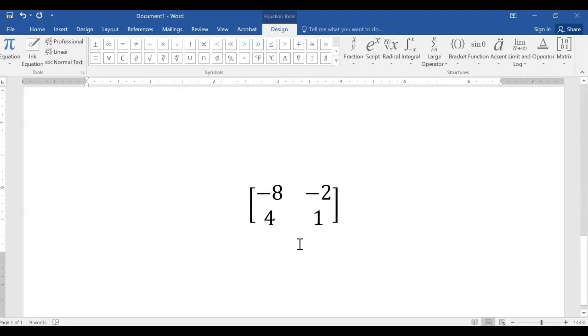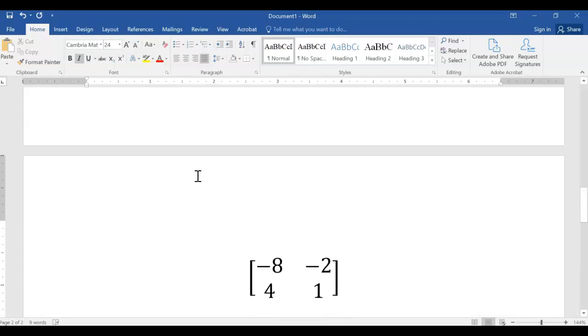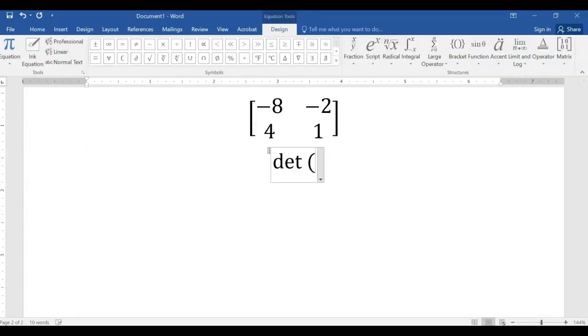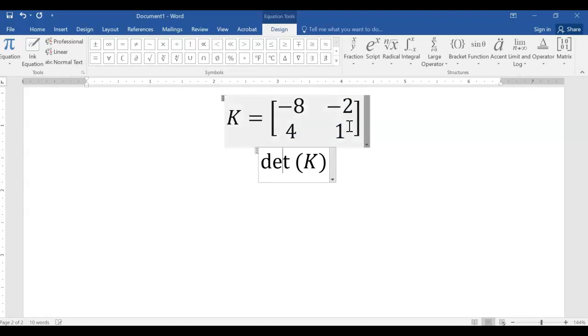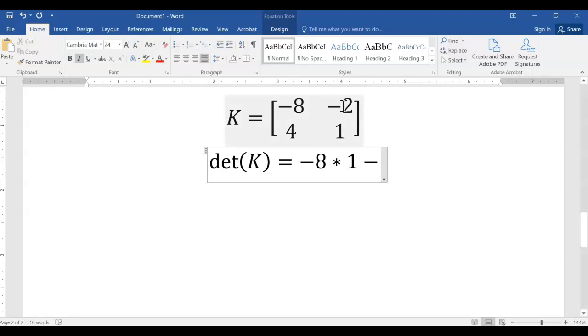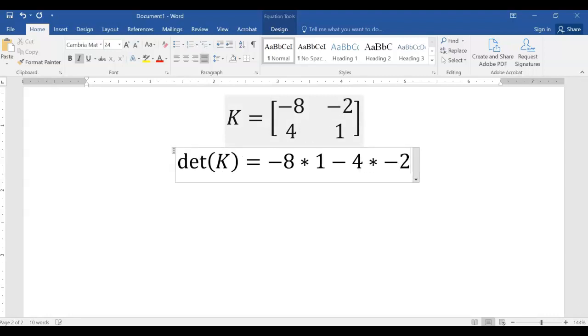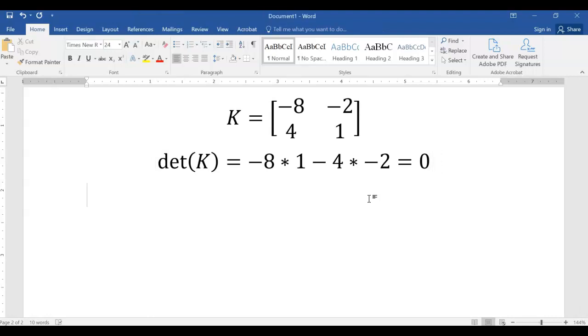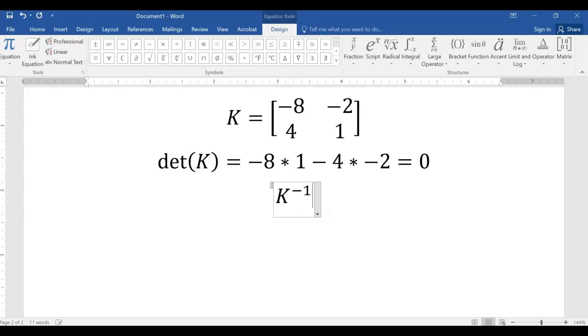If we scroll down and we take our next example, well, our next example is going to have determinant of, we'll call it, matrix K. Again, we can use whatever letters we want here for our matrices. The determinant of K, so we're going to take negative 8 times 1, and then subtract negative 2 times 4. Notice what that's going to give me. That's going to give me a negative 8, and then negative 4 times negative 2 gives me a positive 8. So minus 8 plus 8 gives me 0.